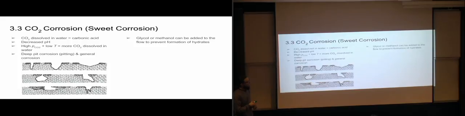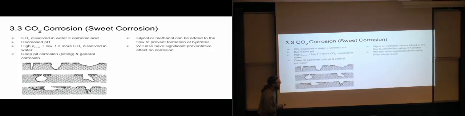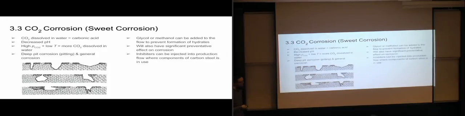So we can add glycol or methanol into the flow. By having injection valves in the Christmas tree, we can add glycol or methanol there, and that's going to help us prevent the formation of hydrates in the well flow, and that's going to help us also keep the CO2 corrosion at a lower level. So by preventing the formation of hydrates, we also have a preventative effect on the corrosion.